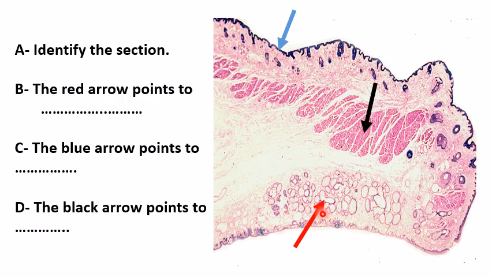The red arrow points to the meibomian gland present in the tarsus. The blue arrow points to the skin. The black arrow points to the skeletal muscle, which is orbicularis oculi.